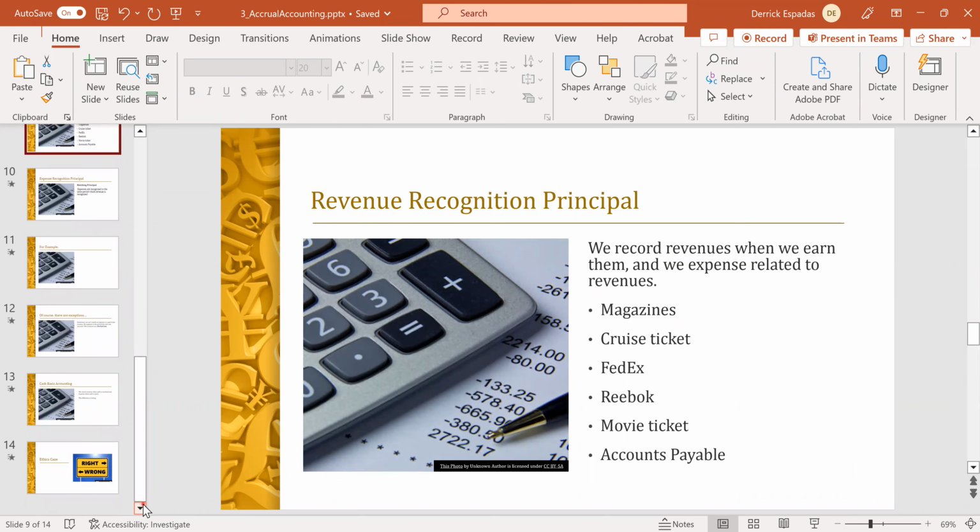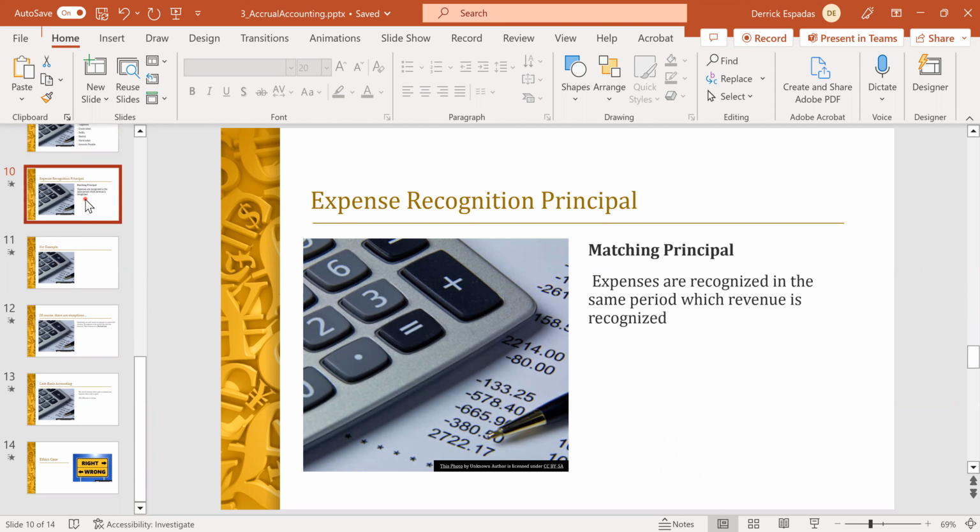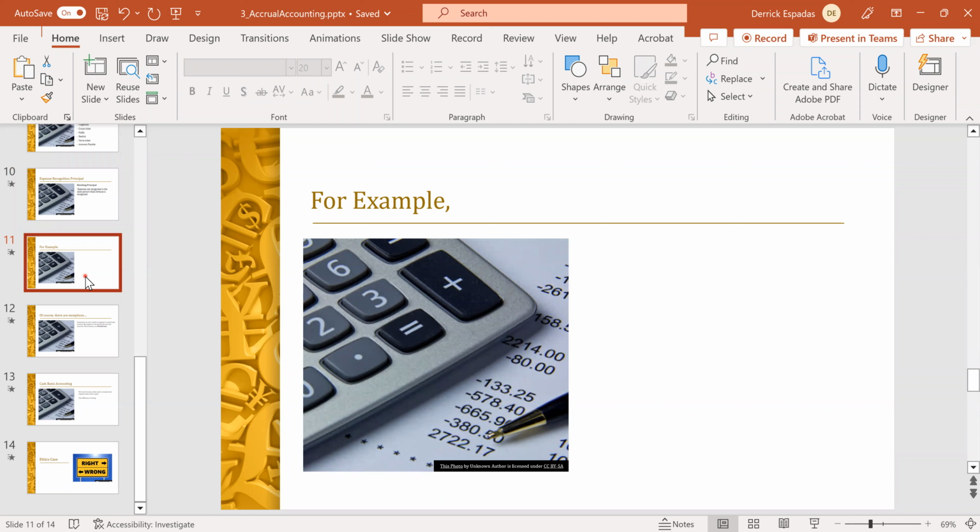It does, as we go through this class, it will make more sense. But we're still kind of putting the pieces together because we are so used to doing things on a cash basis. So what we're doing is we're doing a matching principle. Expenses are recognized in the same period where revenue is recognized. So if I sold you that magazine in January, the items it took to get you that magazine in January are what I'm going to recognize to send that to you. They match up.